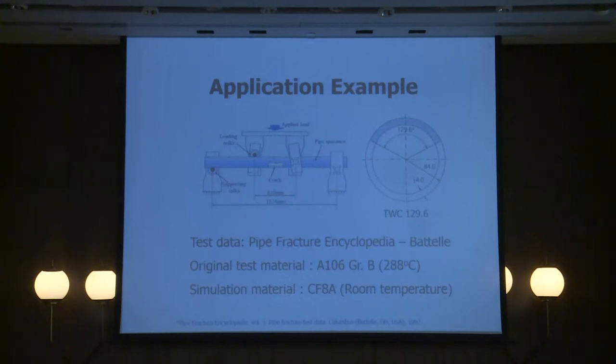And this is the application example. We used the same pipe dimensions as the Battelle Pipe Fracture Encyclopedia, and the original test material was A106 grade B, but we changed the material to the CF8A material. The crack is a through-wall crack of 129.6 degrees. And we also used the same loading, which is exactly the same as the original test. So all the conditions are the same, except the material is changed from A106 to CF8A.